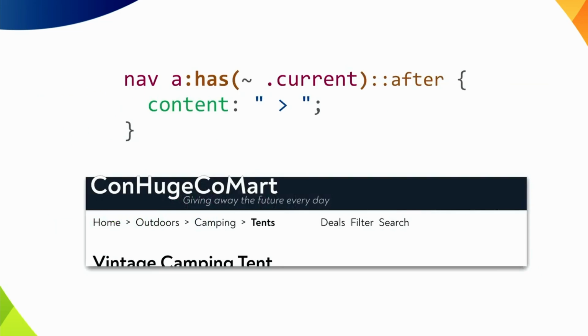In this case, I've selected any A element inside the nav that has a following sibling with a class of current and added a symbol at the end of each one. In other words, this creates a preceding sibling selector, not a following sibling selector. So the only A elements selected here are those that have a following sibling with a class of current, right?